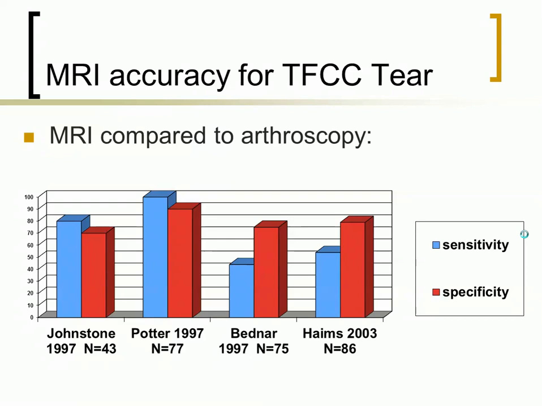MRI is typically used to confirm tears of the TFCC. It is important to know that MRI is not a perfect test. It can miss tears, called sensitivity, and sometimes the image will suggest a tear when there is none, called specificity.